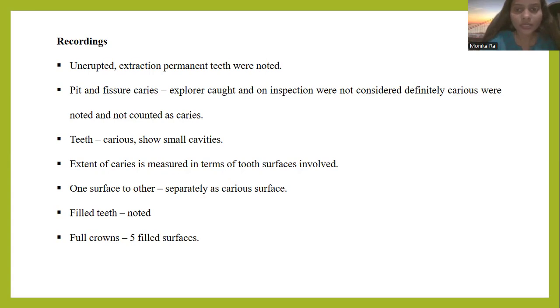were not considered. Definite caries were noted and not counted as caries. Teeth with caries show small cavities. Extent of caries is measured in terms of tooth surface involved. One surface to another is counted separately as a carious surface. Filled teeth are noted. Full crowns, five filled surfaces.